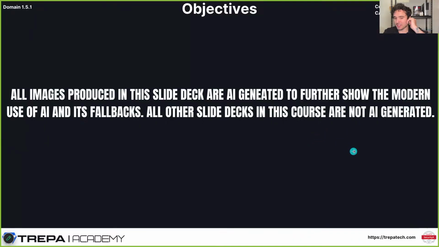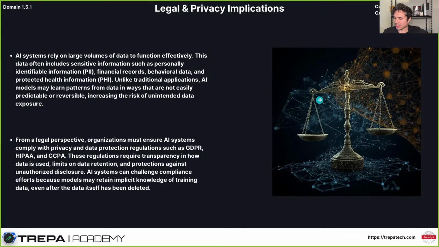Okay, a little disclaimer. All the images in this slide are AI. I don't use AI in anything else, just to show you guys AI. I'm not an AI hater. I use it damn near every day for my day job, helping me write stuff. But anyways, let's move on.